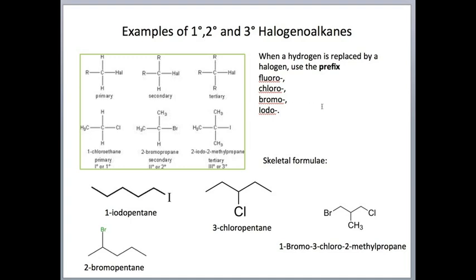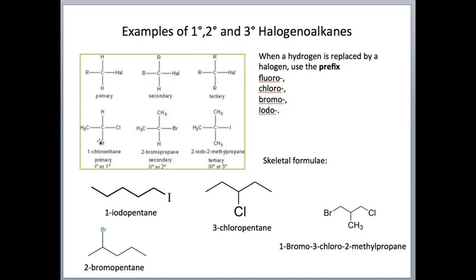So let's look at some examples of primary, secondary, and tertiary halogenoalkanes. When a hydrogen is replaced by a halogen, we use the prefix of fluoro for fluorine, chloro for chlorine, bromo for bromine, iodo for iodine. So again, these are primary, secondary, and tertiary.